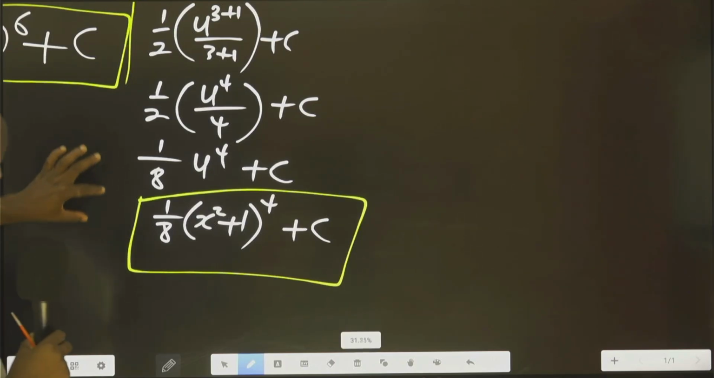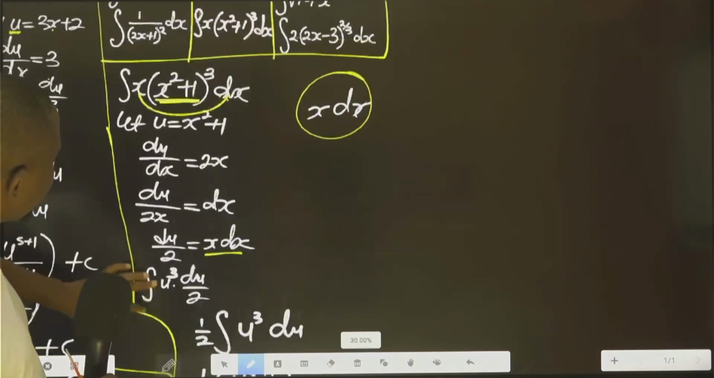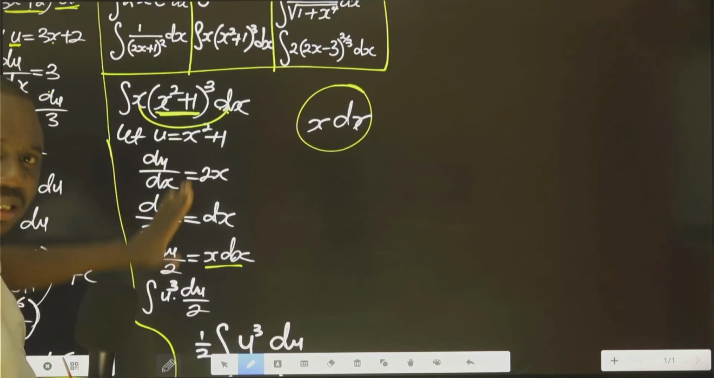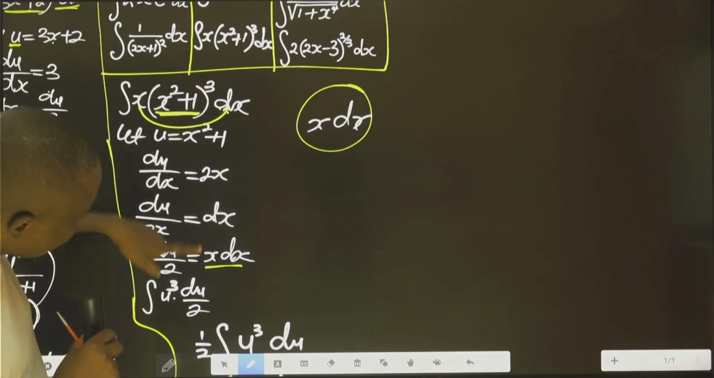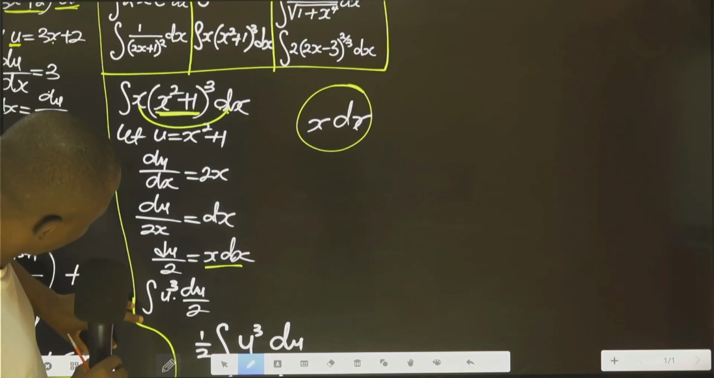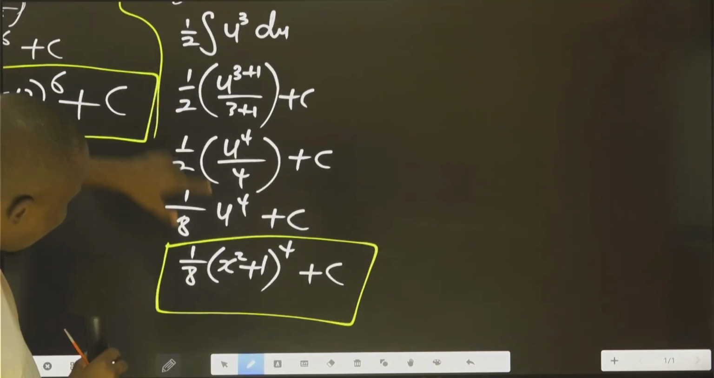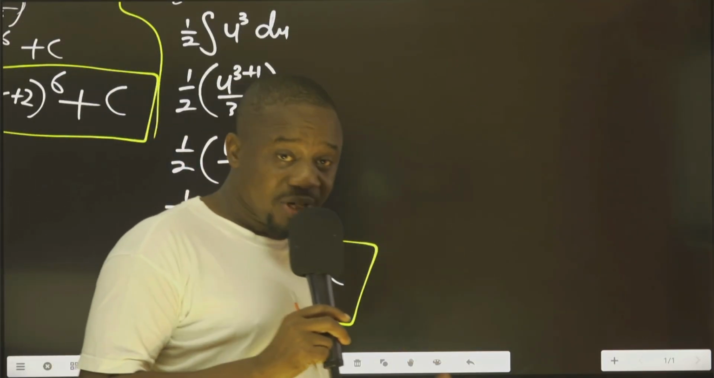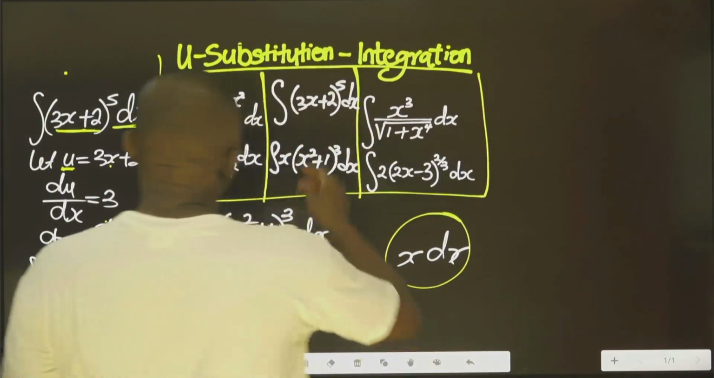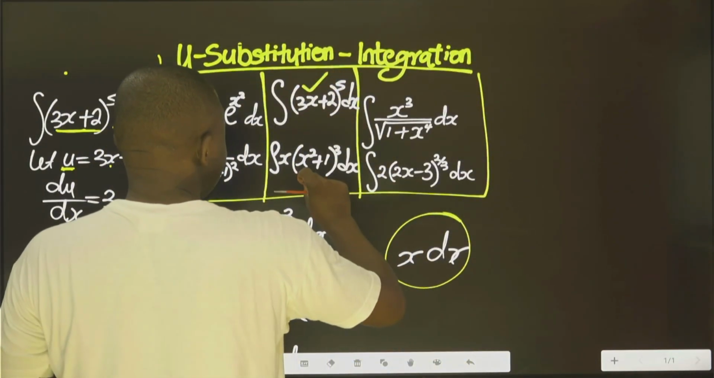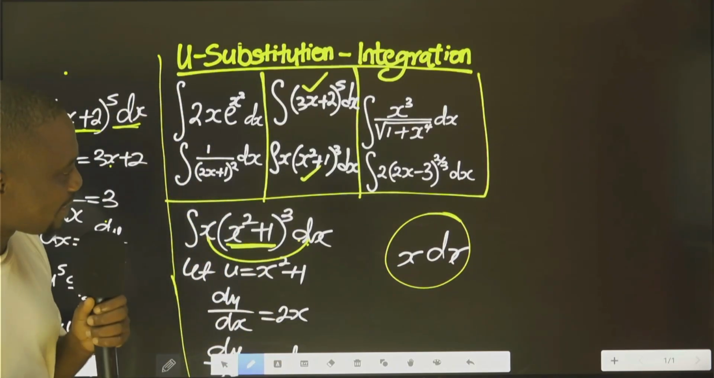Okay? Hope you understand the steps. It's just replacing, then you differentiate because we are interested in replacing the x and this dx. Once you do that, you go back again and substitute. Hope you understand that. Now, we are through with two of them. This is out, this is out. Let's come to this place now.